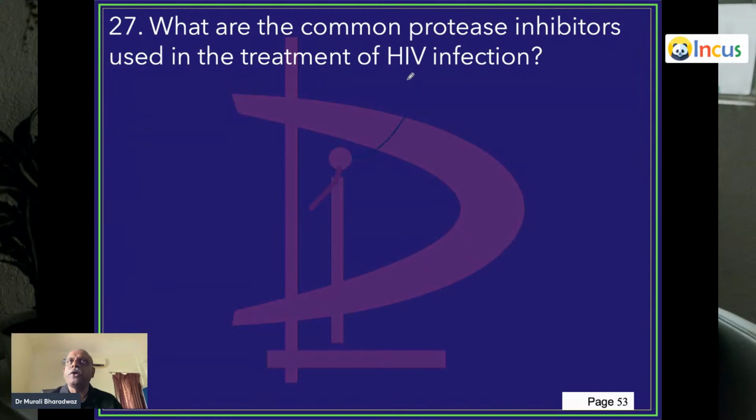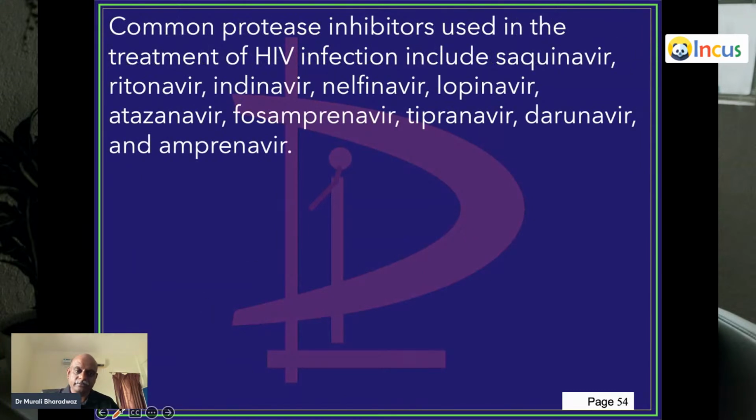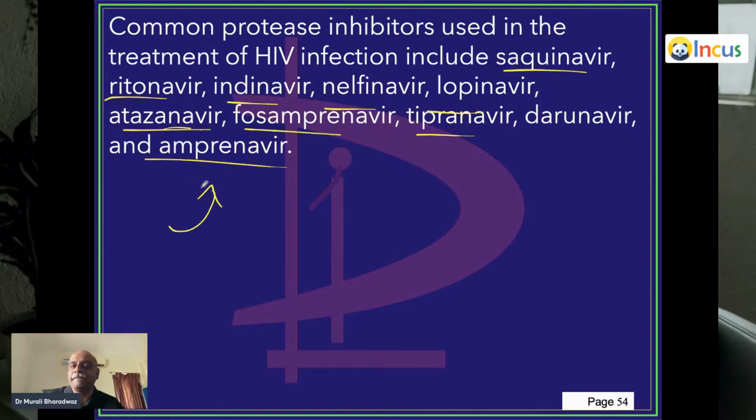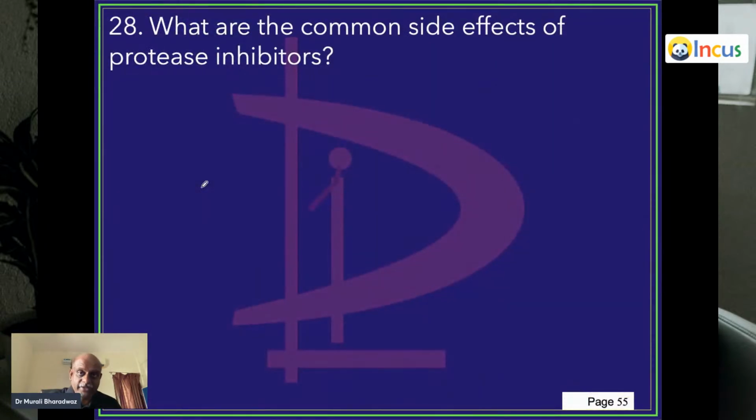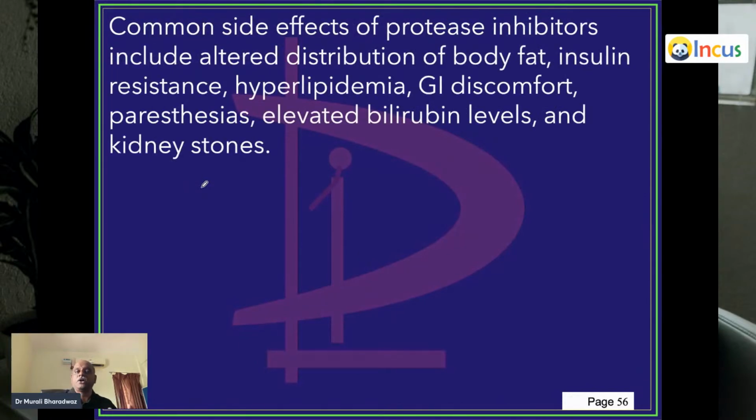What are the common protease inhibitors which are used in the treatment of HIV? We should remember saquinavir, ritonavir, indinavir, nelfinavir, lopinavir, atazanavir, fosamprenavir, tipranavir, darunavir, and amprenavir are the protease inhibitors. What are the side effects common to all the protease inhibitors, Doctor?